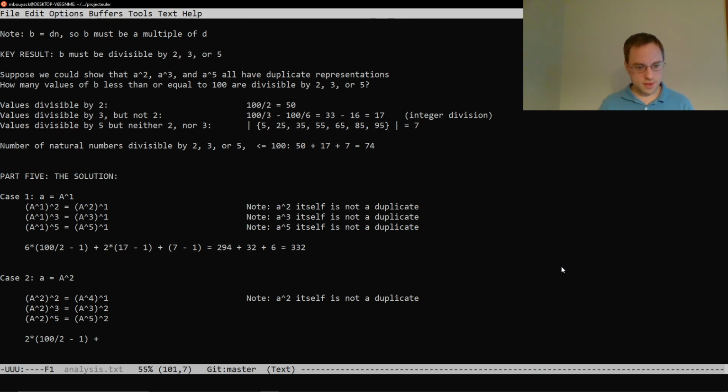Now the second case, or the second set of values here, works for both a equals 2 and a equals 3. And we don't have to exclude the first case. And so this is just going to be 2 times 17. And the third expression here is going to work only for a equals 2, and so that's just going to be plus 7. And that's going to give us 98 plus 34 plus 7, which is equal to 139.